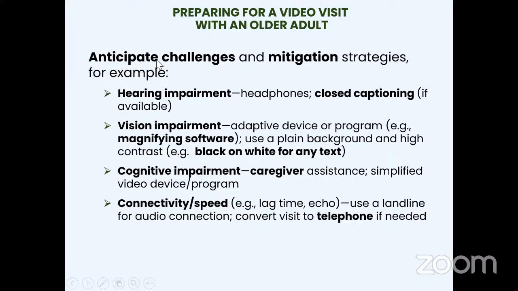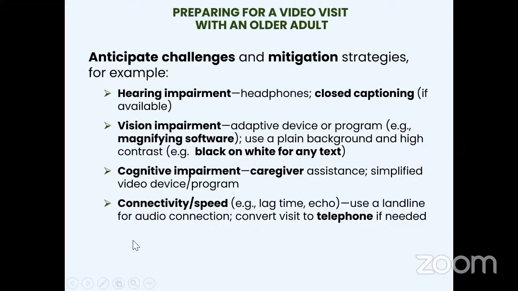For example, if we anticipate hearing impairment challenges, because these are most common in older adults, we need to use headphones, and if possible, we can use closed captions. If we are anticipating visual impairments, we need to use adaptive device programs. For example, use magnifying software, or use a high contrast background, like black and white for any text. And if we are anticipating cognitive impairment, we need to prepare caregiver assistance and use simplified video device programs.